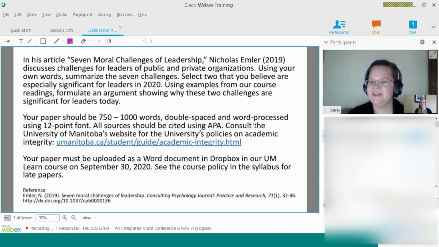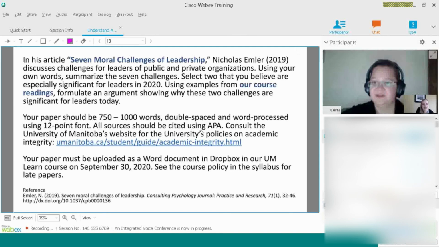Yeah, people are pulling out that you need to use your course readings and the Emler article that's listed at the top. Yeah, that is exactly it. So you can see those highlighted in blue. So the guidelines are telling us we don't need to look for any sources outside of what's provided in class. To write this paper, you don't have to search for anything extra online.